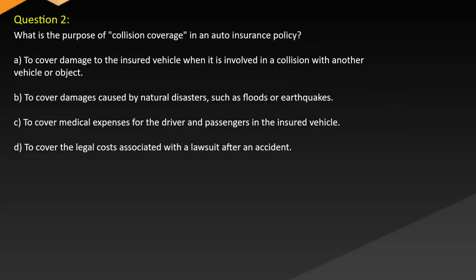Question 2. What is the purpose of collision coverage in an auto insurance policy? A. To cover damage to the insured vehicle when it is involved in a collision with another vehicle or object. B. To cover damages caused by natural disasters such as floods or earthquakes. C. To cover medical expenses for the driver and passengers in the insured vehicle. D. To cover the legal costs associated with a lawsuit after an accident.